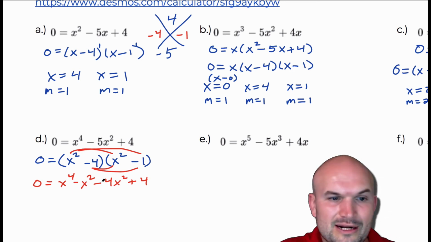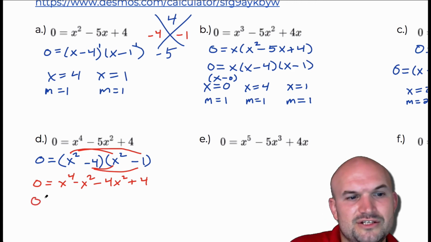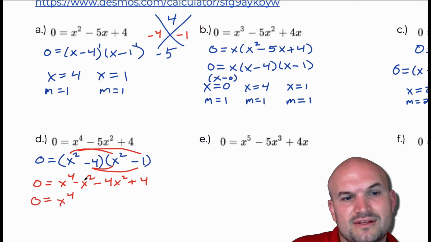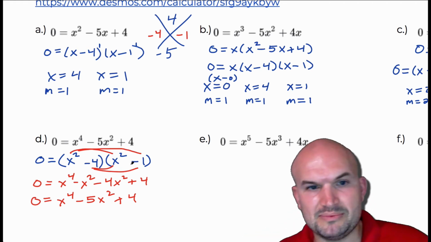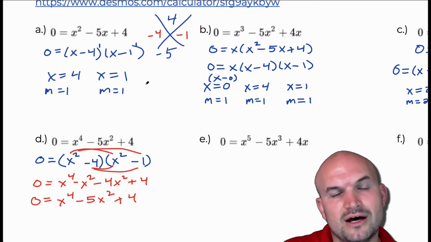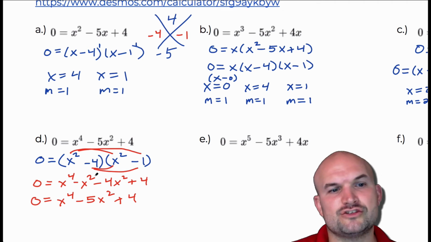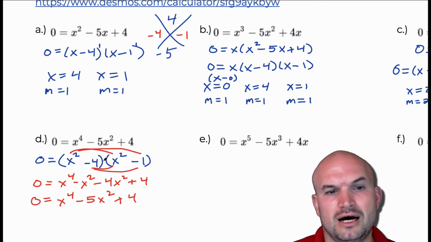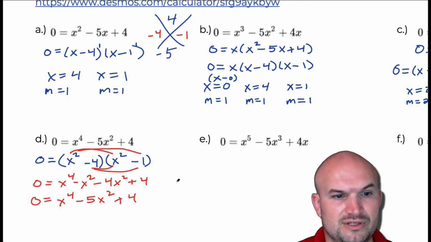But here you can see that they both have the same bases and powers, so we can combine these to give us 0 equals x to the 4th, -x squared minus 4x squared is a -5x squared, plus 4. So you can see how this works. So basically, when you come up to something like this where you can't factor out a GCF and you have a trinomial, apply the same factoring technique you would as a quadratic, but then just raise the powers of your first terms to get to your leading power. And we'll do another one of these examples so you can see.